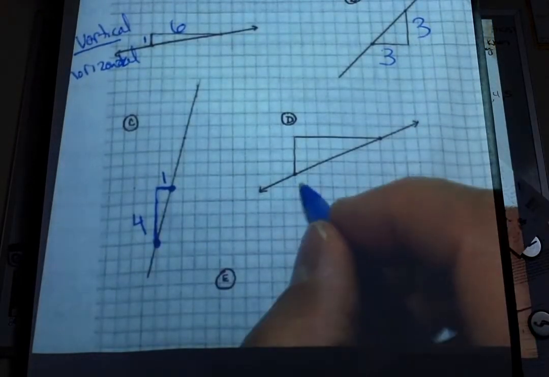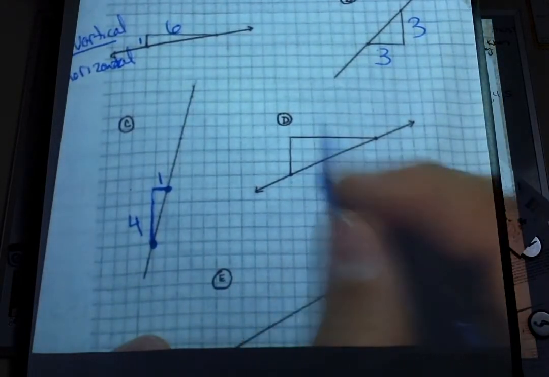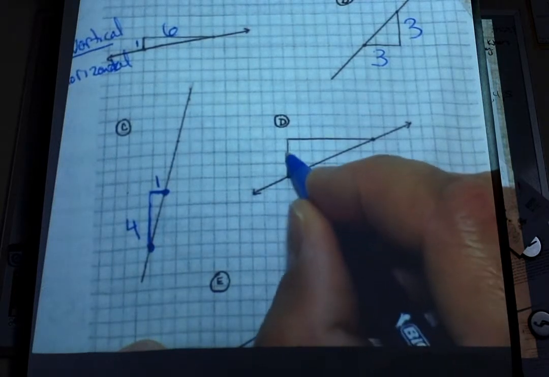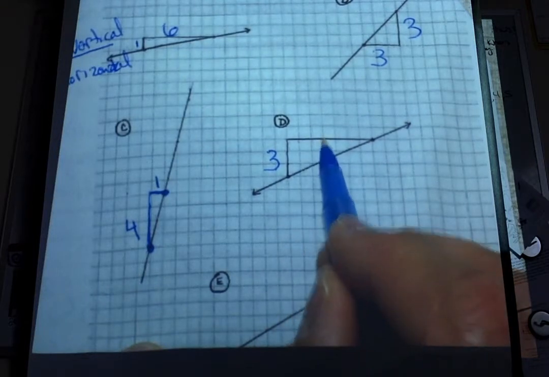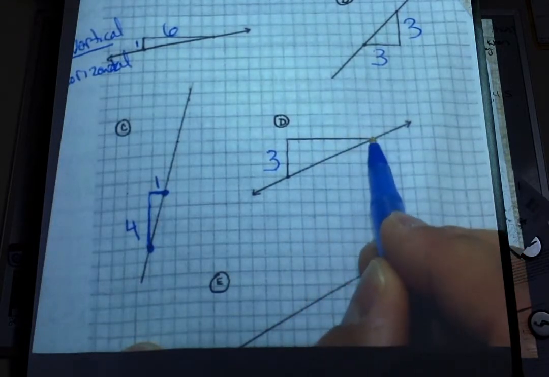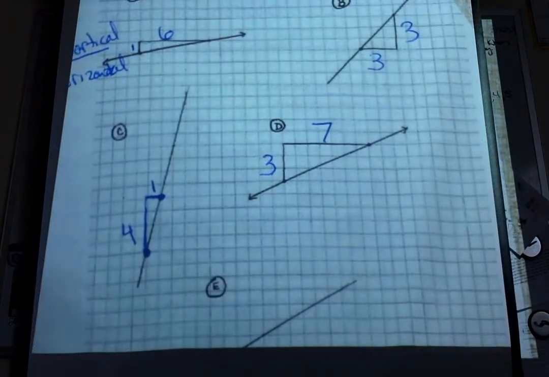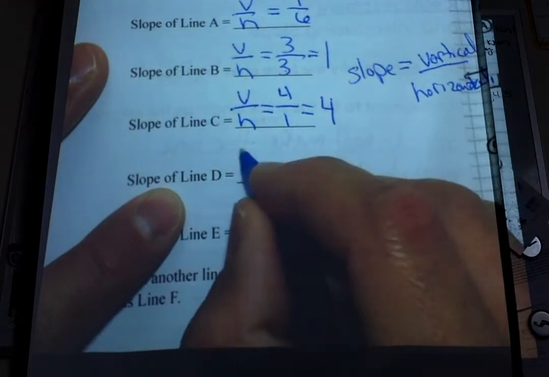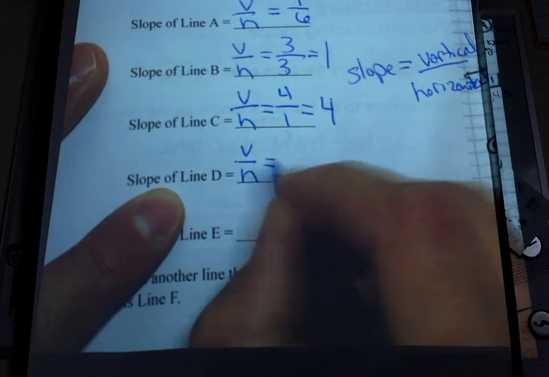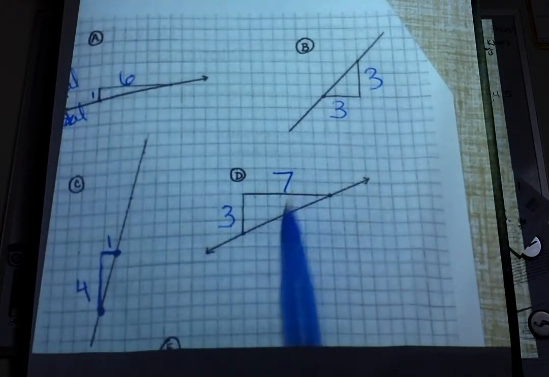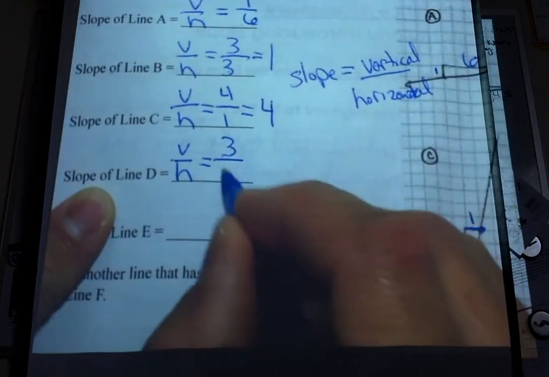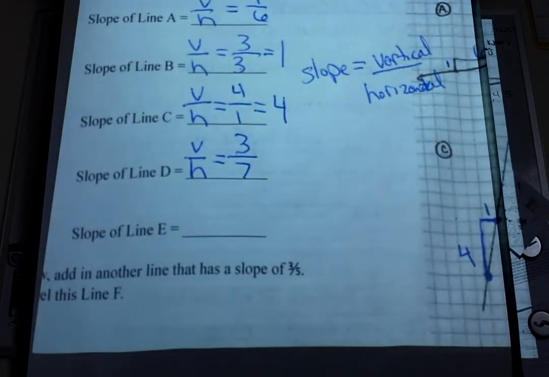Slope D. This one, our slope triangle's there. So my vertical distance is 1, 2, 3. My horizontal distance is 1, 2, 3, 4, 5, 6, 7. So 3, 7. So I'll go to our answer. Slope of D, vertical over our horizontal. Our vertical, we said was 3. Our horizontal was 7. So it's going to be 3 over 7. And I can't reduce that. That's our answer.